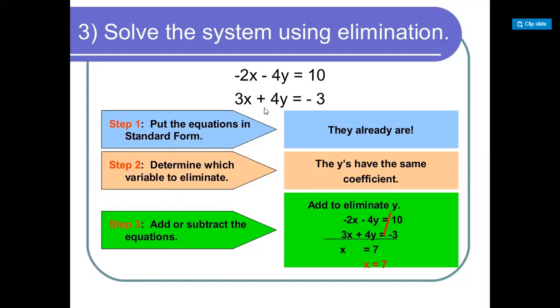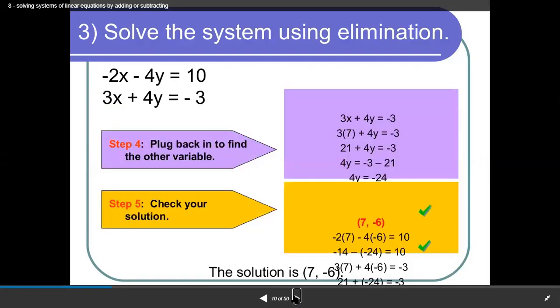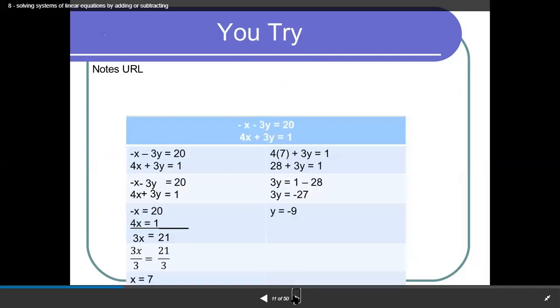So what do we have to do? Add. So we will add them together. Negative 4 plus 4 equals 0. Negative 2 plus 3 equals 1. Then x equals 7, and then we will go back to replace. So we said that once we have the same coefficient with additive inverse, we will add.